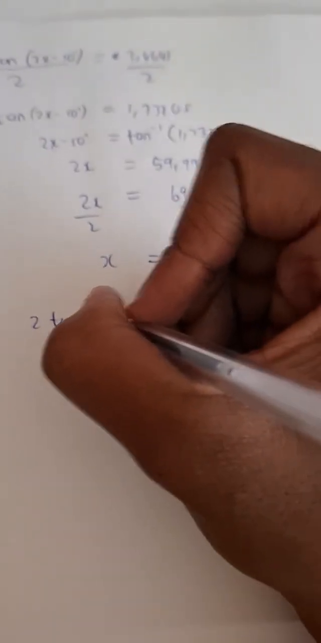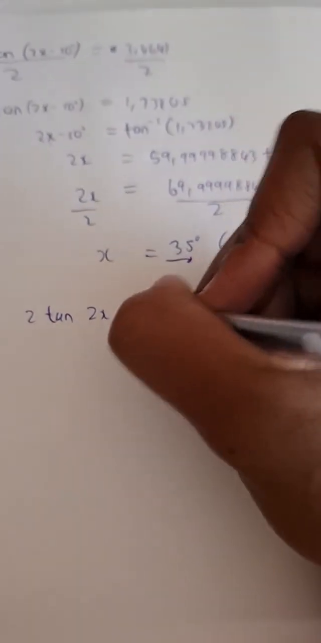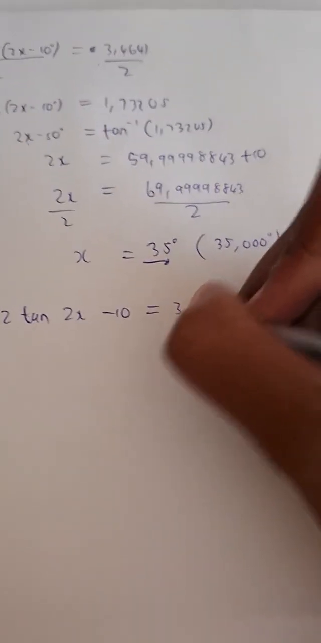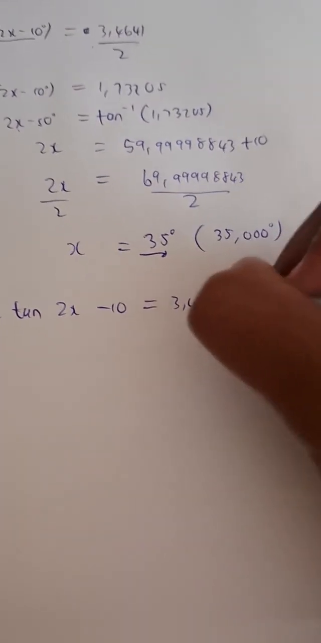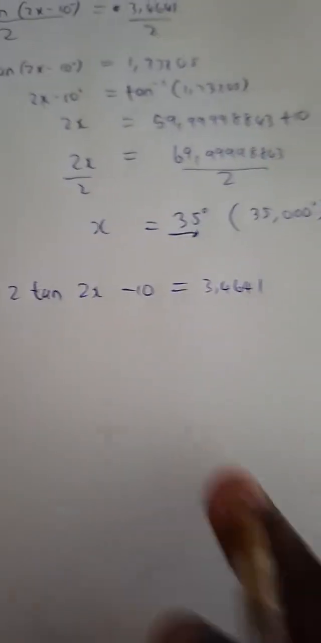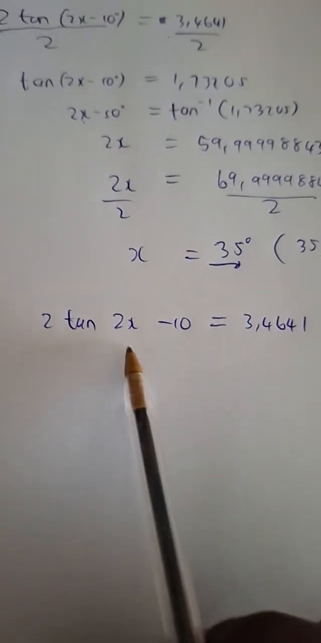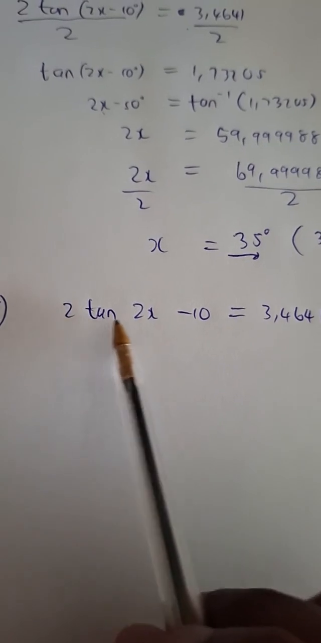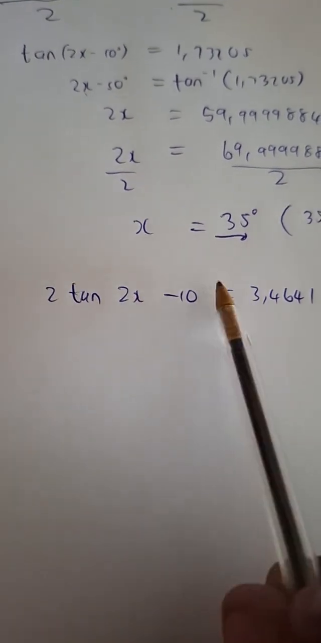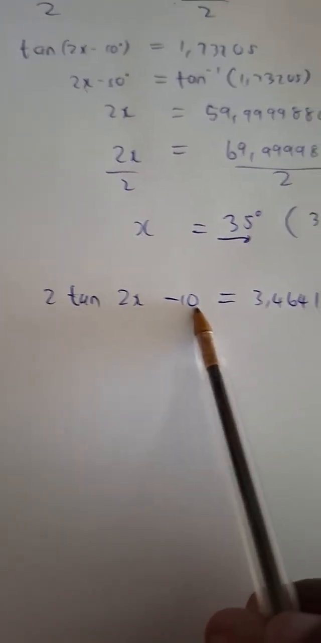2 tan 2x minus 10 is equal to 3,4641. Guys, take note of what is there. This is 2 tan 2x minus 10. This is not an angle, this is just a value.